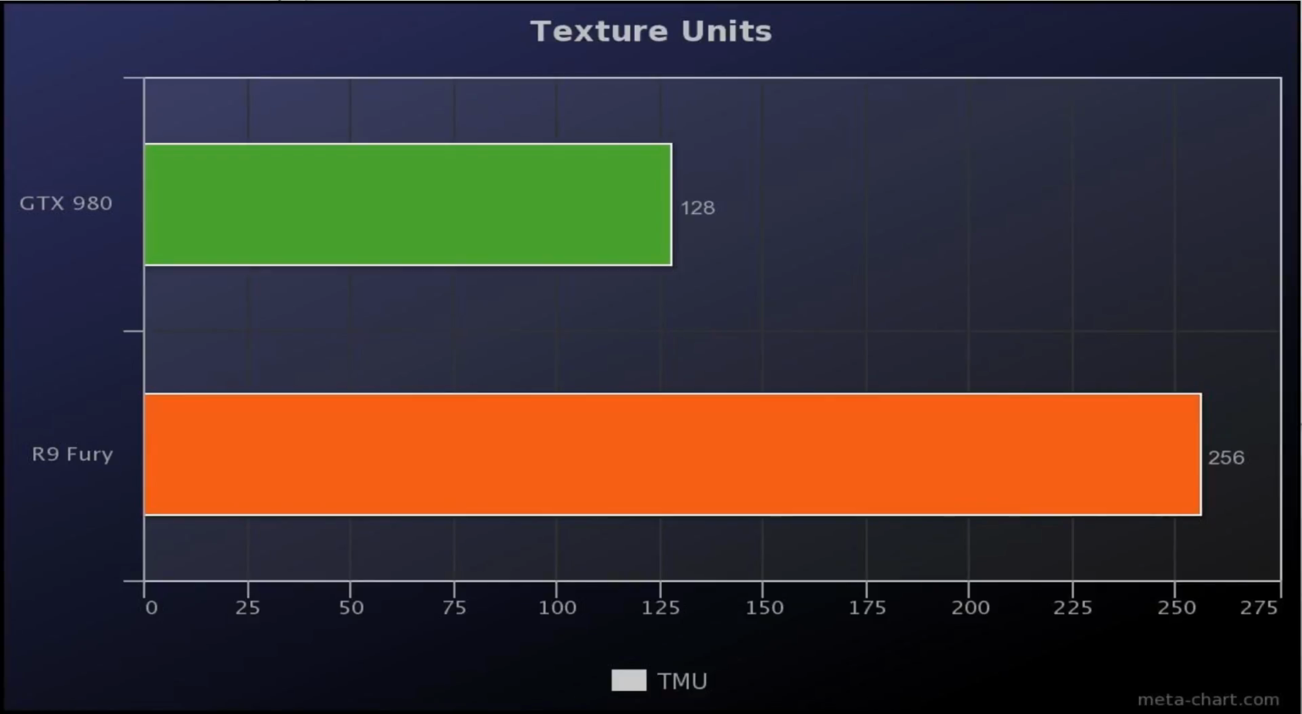Now here is something for the texture unit. If you don't know, a texture unit is like a mapping. So first let me give you a number. The R9 Fury has 256 texture units, and the GTX 980 has 128 texture units. So basically it means that the R9 Fury has 2 times more texture units compared to the GTX 980. A texture unit is a simple algorithm in our processor, to be honest with you, which draws stuff on the screen. It is very hard to explain, a very technical concept.